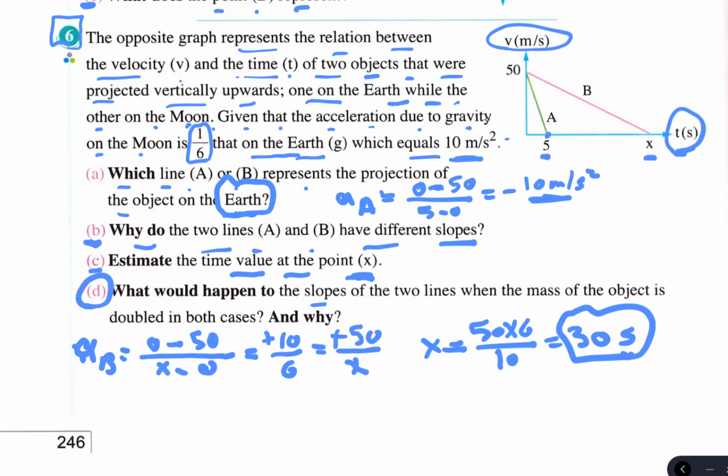Letter D. What would happen to the slopes of the two lines when the mass of the object is doubled? In both cases, as you know, if there is no air resistance, nothing happens. Slopes will be the same because free fall doesn't depend on the mass. Okay, I hope you get benefit from this video.